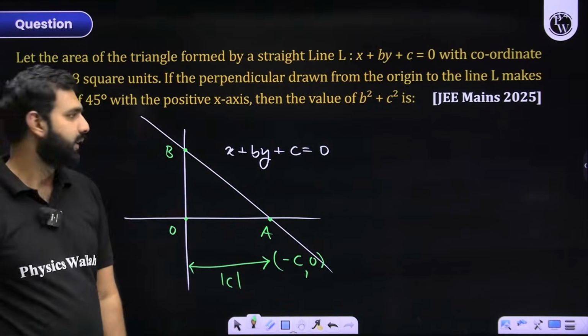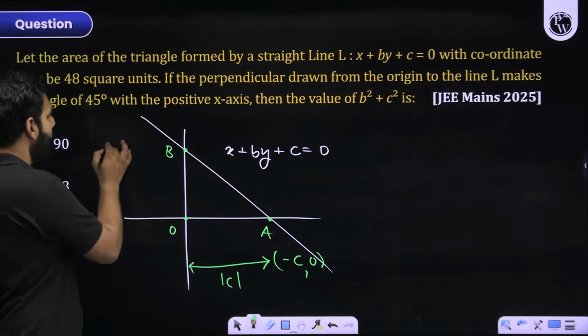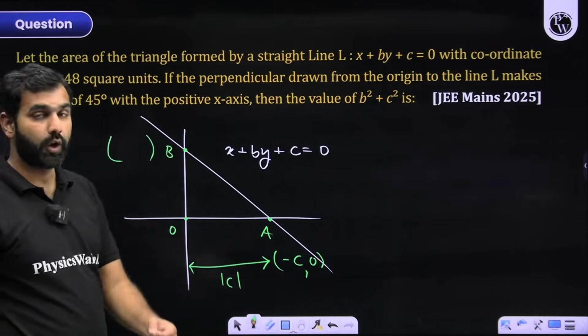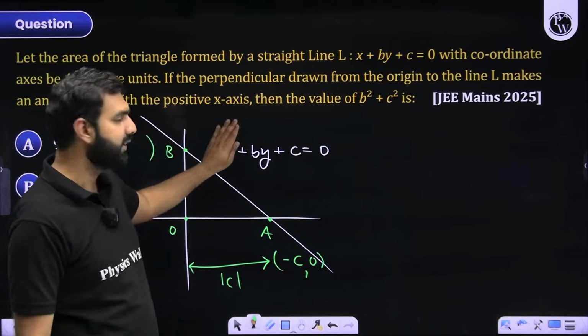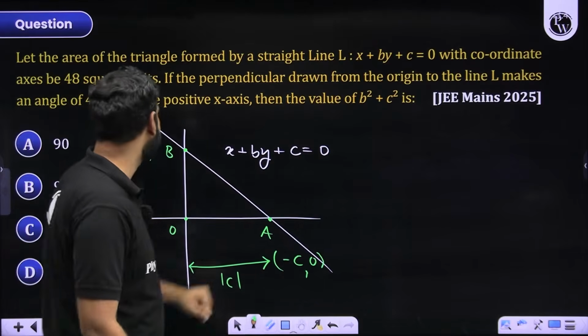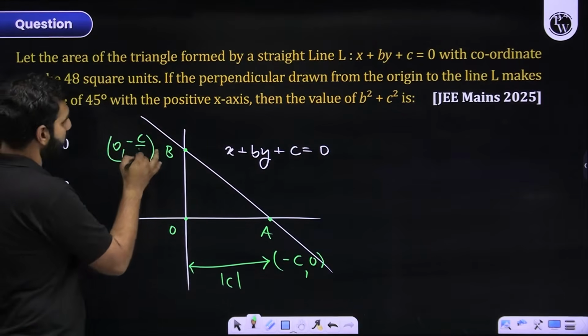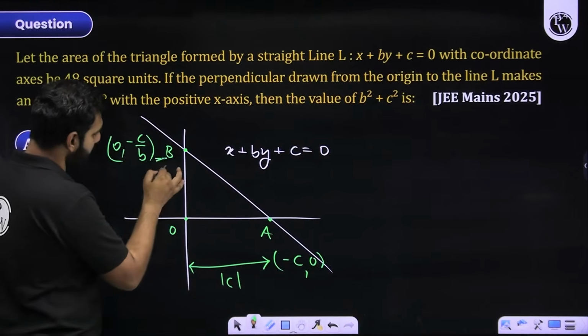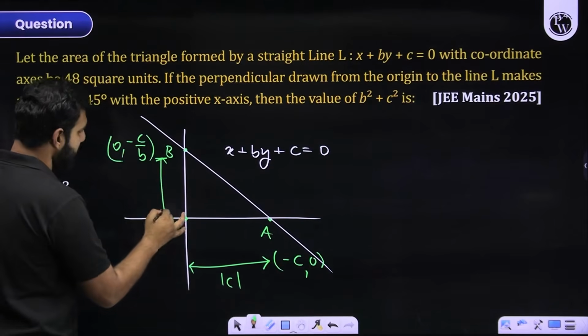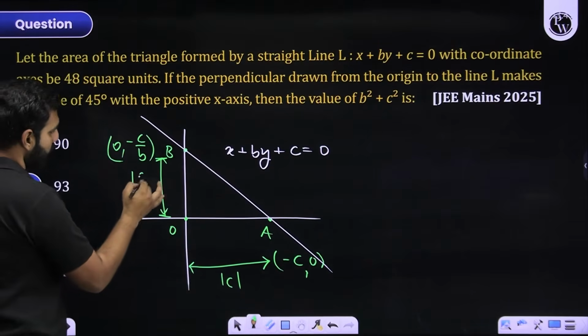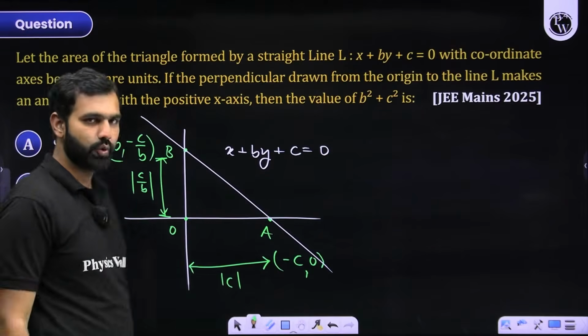Did you get that? Similarly, what can you say about the y-intercept of this line? Coordinates of B. B will have x coordinate as 0. So if I replace x by 0, the y coordinate will be minus c upon b. So if I talk about this distance here, which is OB basically, OB distance is going to be mod c upon b. Did you get that result? I hope there is no confusion on that.